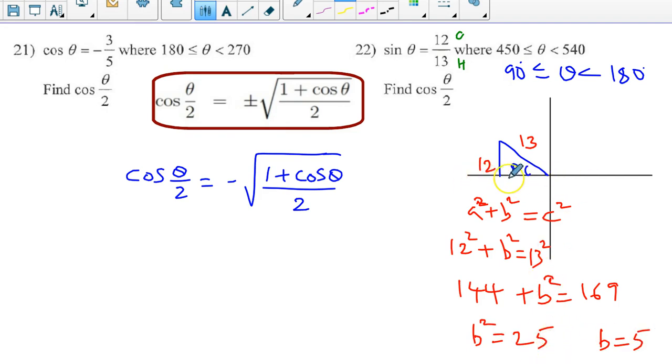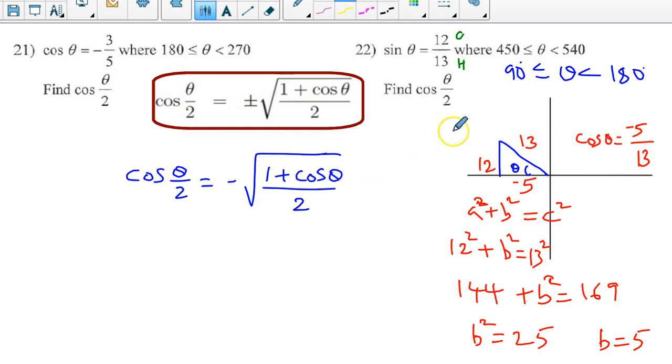And now you are on the negative side of the x-axis, so it is a negative 5. So the adjacent side is a negative 5. Hence, your cosine value, cosine theta, is equal to negative 5, the adjacent side, over the hypotenuse, that is 13. So negative 5 over 13. Now bring this value here and substitute.